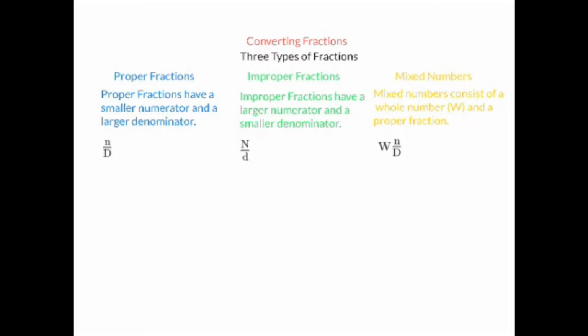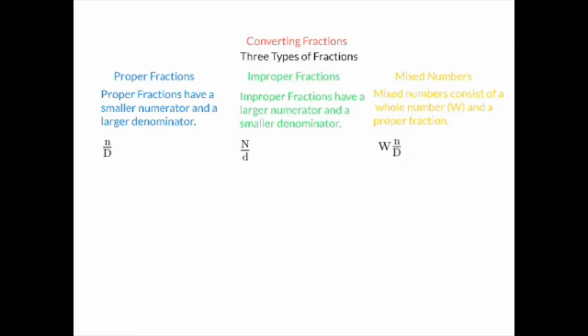Now don't let the term improper fool you. It doesn't mean that the number is wrong. It's a valid number. It's just often we want to be able to represent those as our next type of fraction, which we refer to as a mixed number. And we see that a mixed number consists of a whole number, which I represent as a W, and then a proper fraction with a small numerator and a larger denominator.